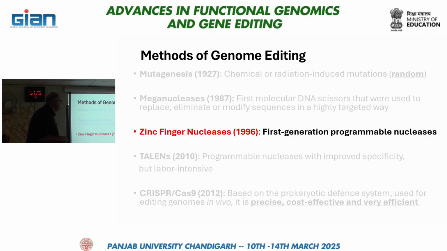Zinc finger nucleases, discovered in 1996, were really the first generation of programmable nucleases. Programmable nucleases means that we can program these nucleases to find and cut a specific sequence in the genome.